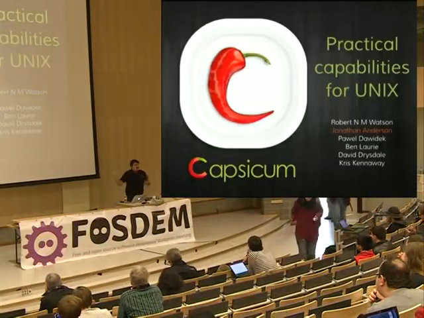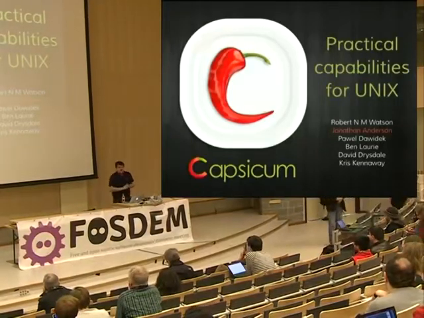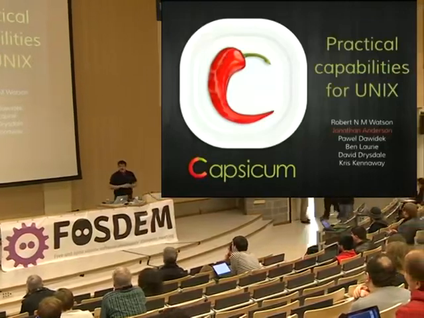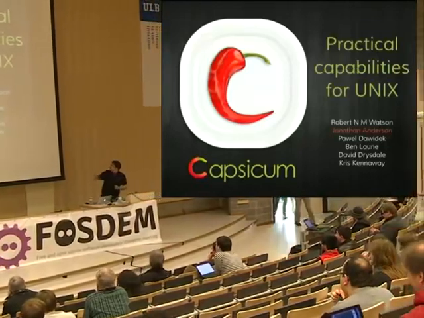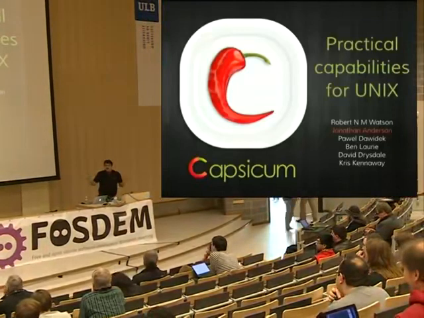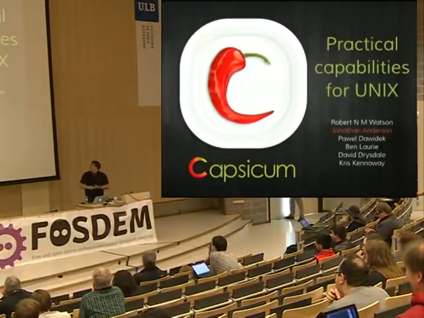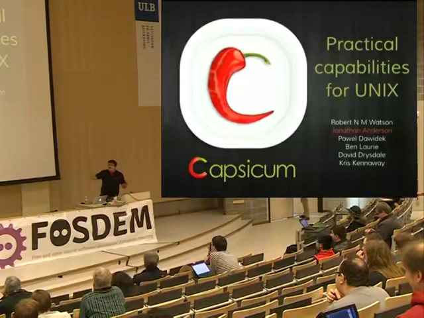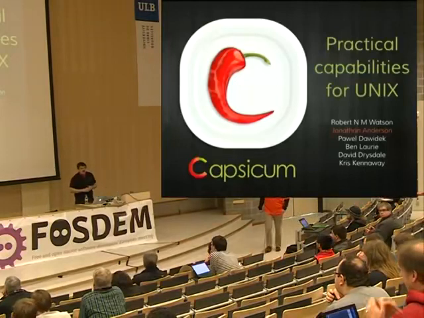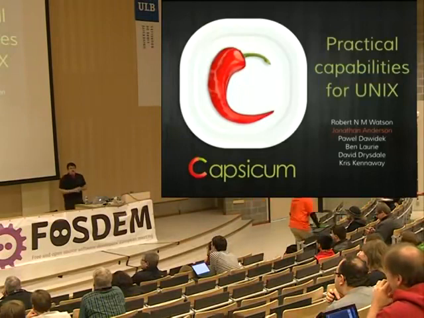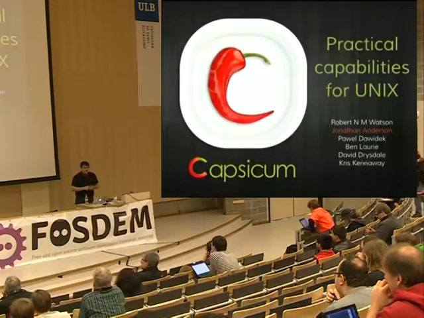So this talk is about Capsicum, which is a security framework that we've implemented in FreeBSD. This work was done with Robert Watson, who is kind of my boss at the University of Cambridge, Pavel Davidek, who's a FreeBSD committer doing lots of the work, and Ben Laurie, David Drysdale, and Chris Kenaway, who are all at Google and have done various things, technical and otherwise, for us.